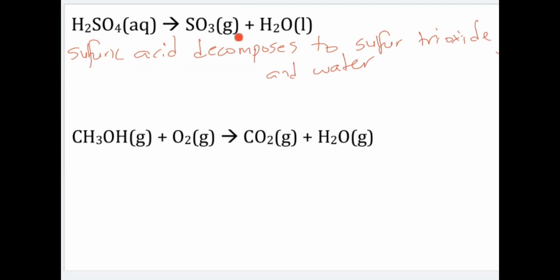This one is CH3OH, which we call methanol. It's a type of alcohol.